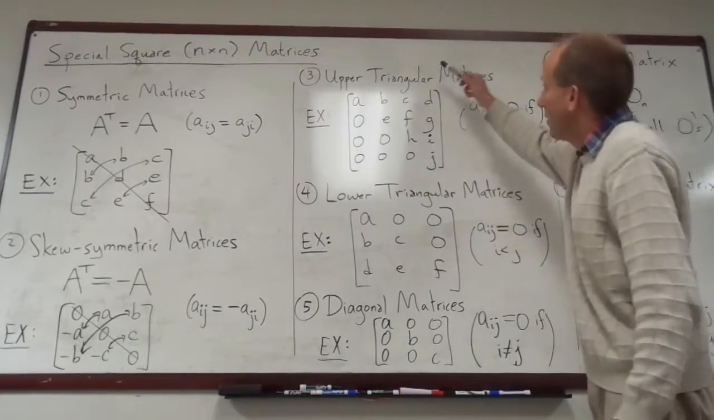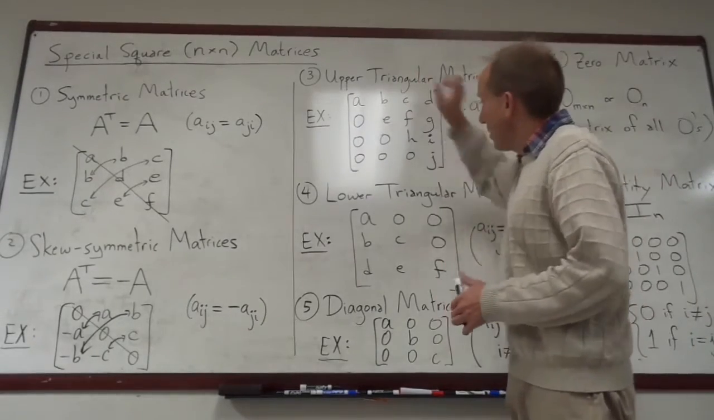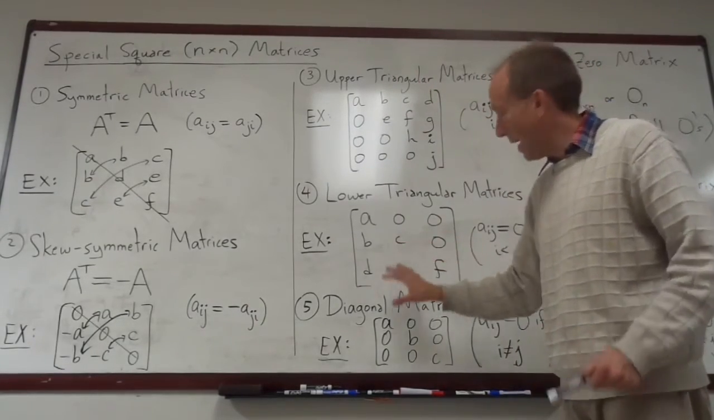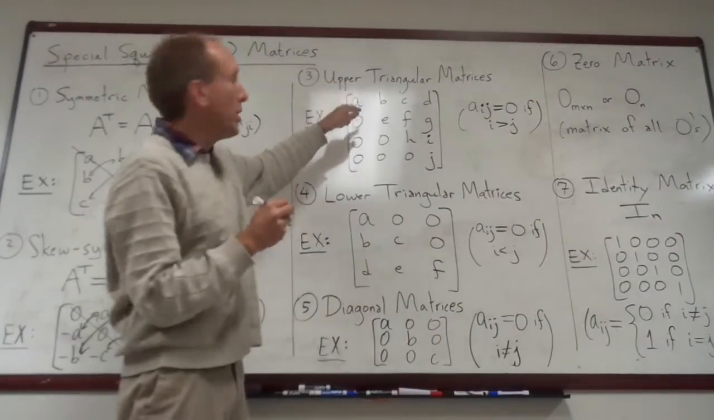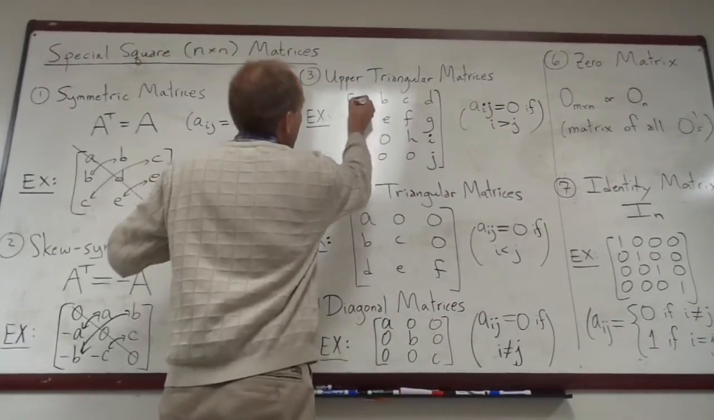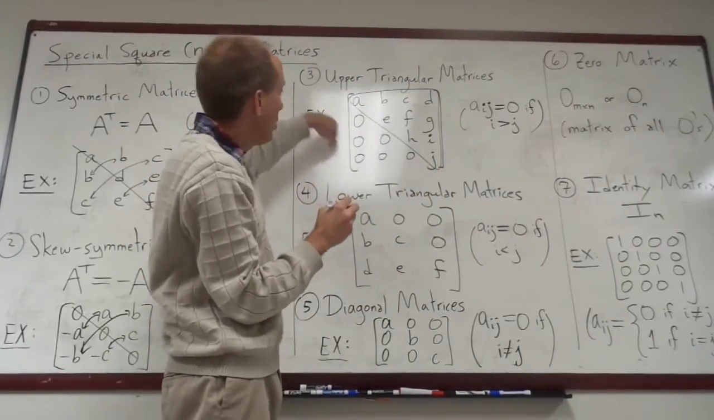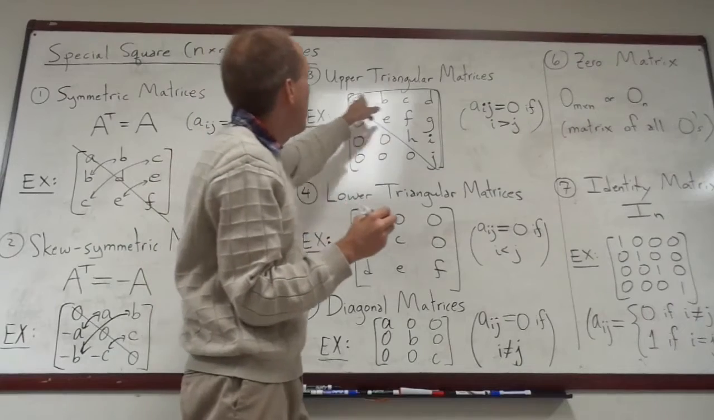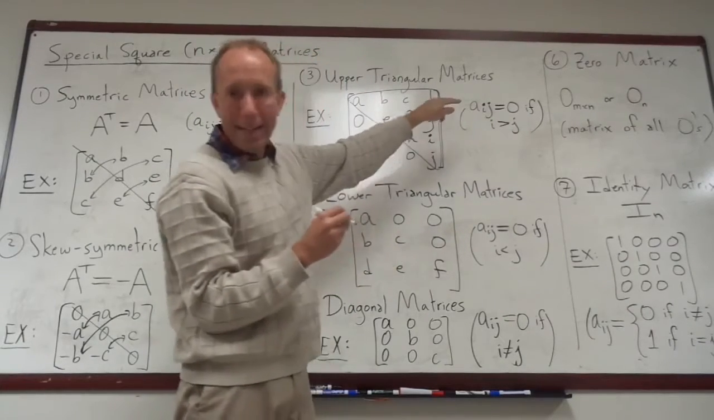Here in the middle, another family. These 3 kind of go together as well: upper triangular, lower triangular, and diagonal matrices. Upper triangular matrices, I drew a 4 by 4 example. The key thing here is that the area below the main diagonal is all zeros. Above and on the main diagonal, you can have any letters you like, any numbers you want.